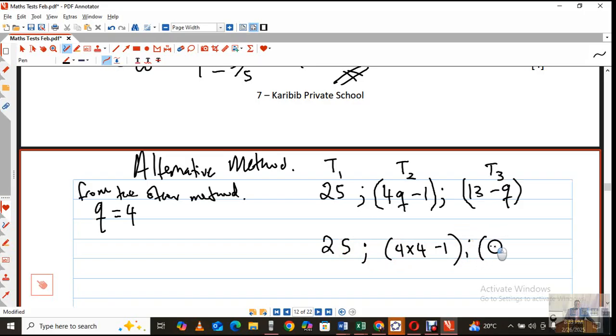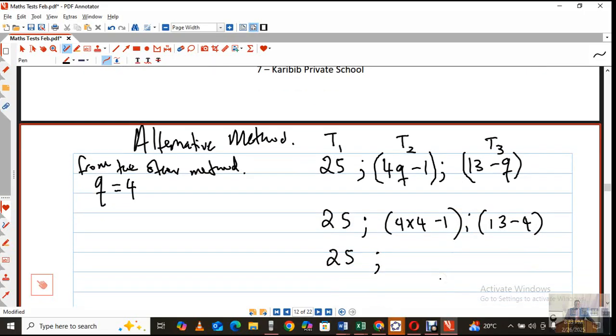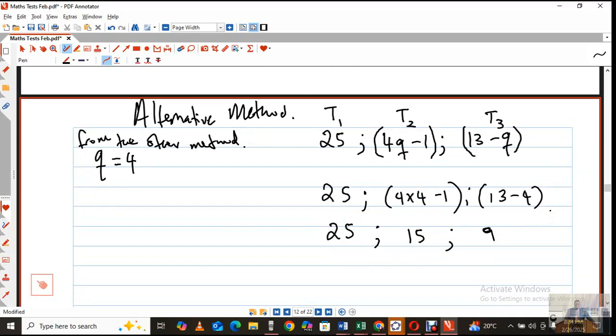This will be 13 minus 4. So the first term will be 25. The second term will be 15, because that's 16 minus 1. Well, that's 15. The third one will be 13 minus 3 is 10, minus 1 is 9. This is what the sequence or the terms would look like.